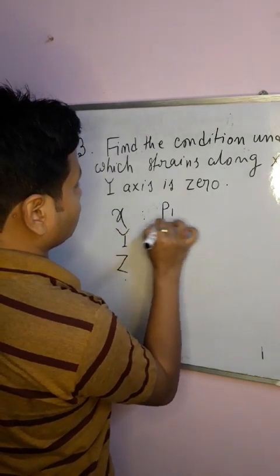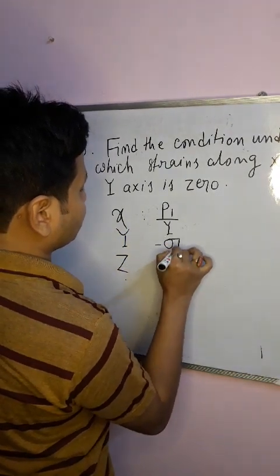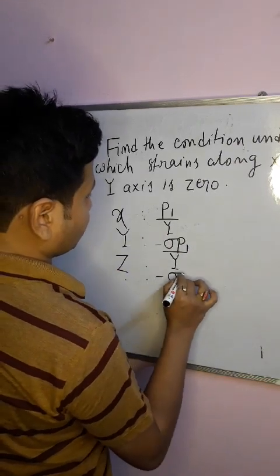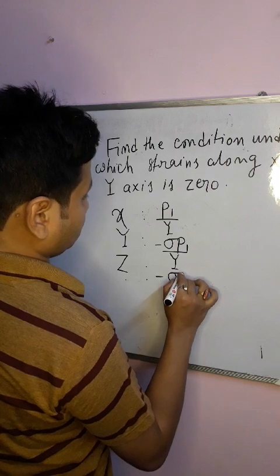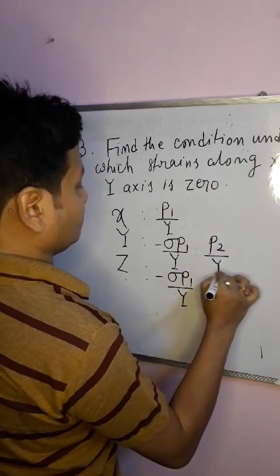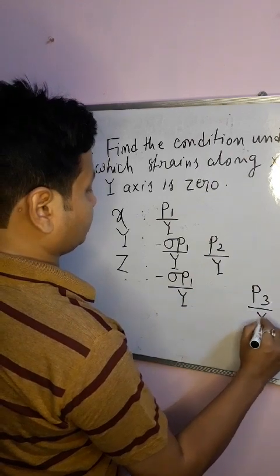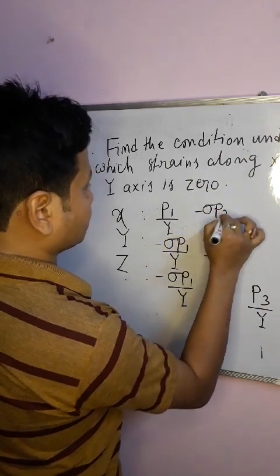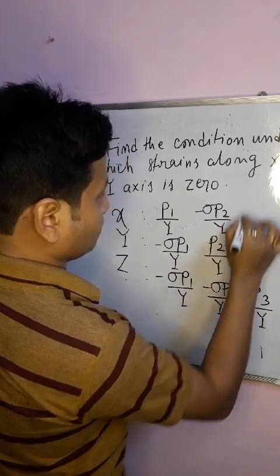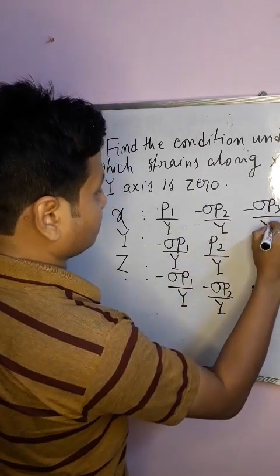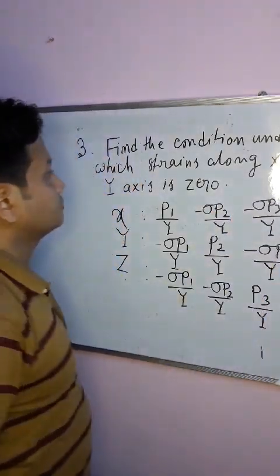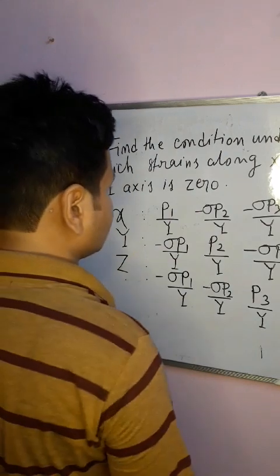So this is P1/y, this is minus sigma P1/y, and this is minus sigma P1/y. This is P2/y, this is P3/y, minus sigma P2/y, this is minus sigma P2/y. This is minus sigma P3/y, this is minus sigma P3/y. So the strains along the x and y axes are equal.